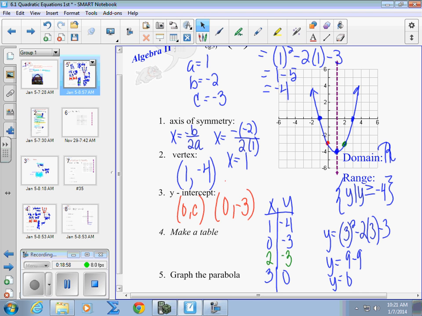The vertex takes what you found for the axis of symmetry, which is x is equal to 1. Plug it in the function, and you'll get the y value.